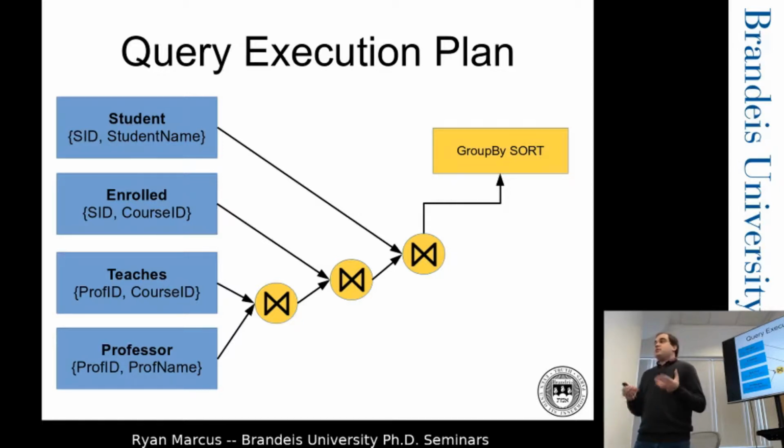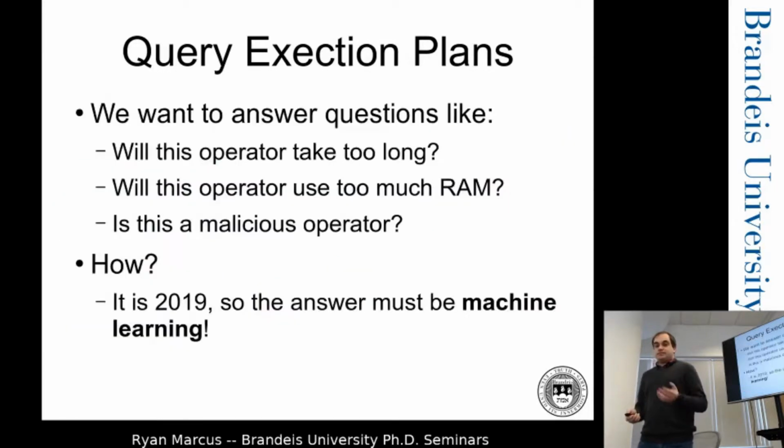So we want to be able to do something to analyze this space. So we want to be able to ask questions like, how long will this particular operator take? Is it going to take too long? Is it going to take 5 hours and my user is going to walk away? Is this operator going to use too much RAM? If my system only has 4 gigs, is this particular join going to require 8 gigs of RAM?